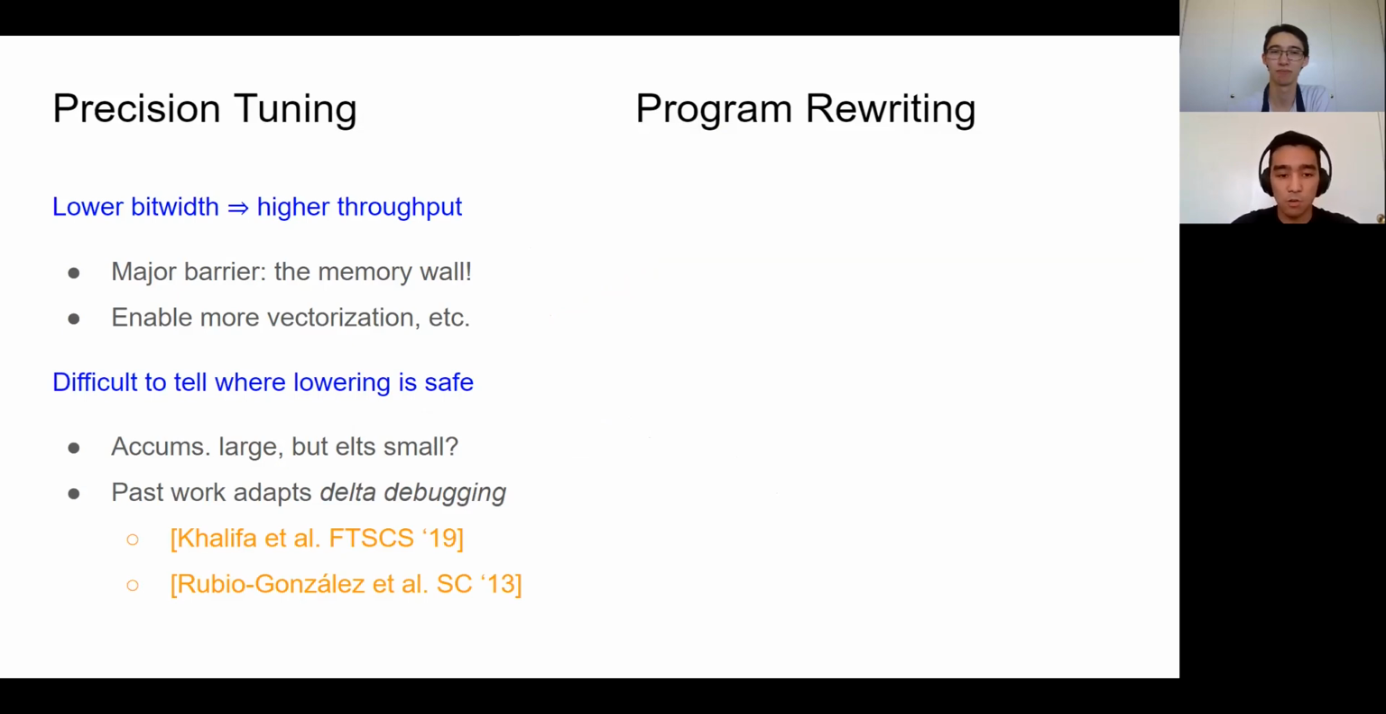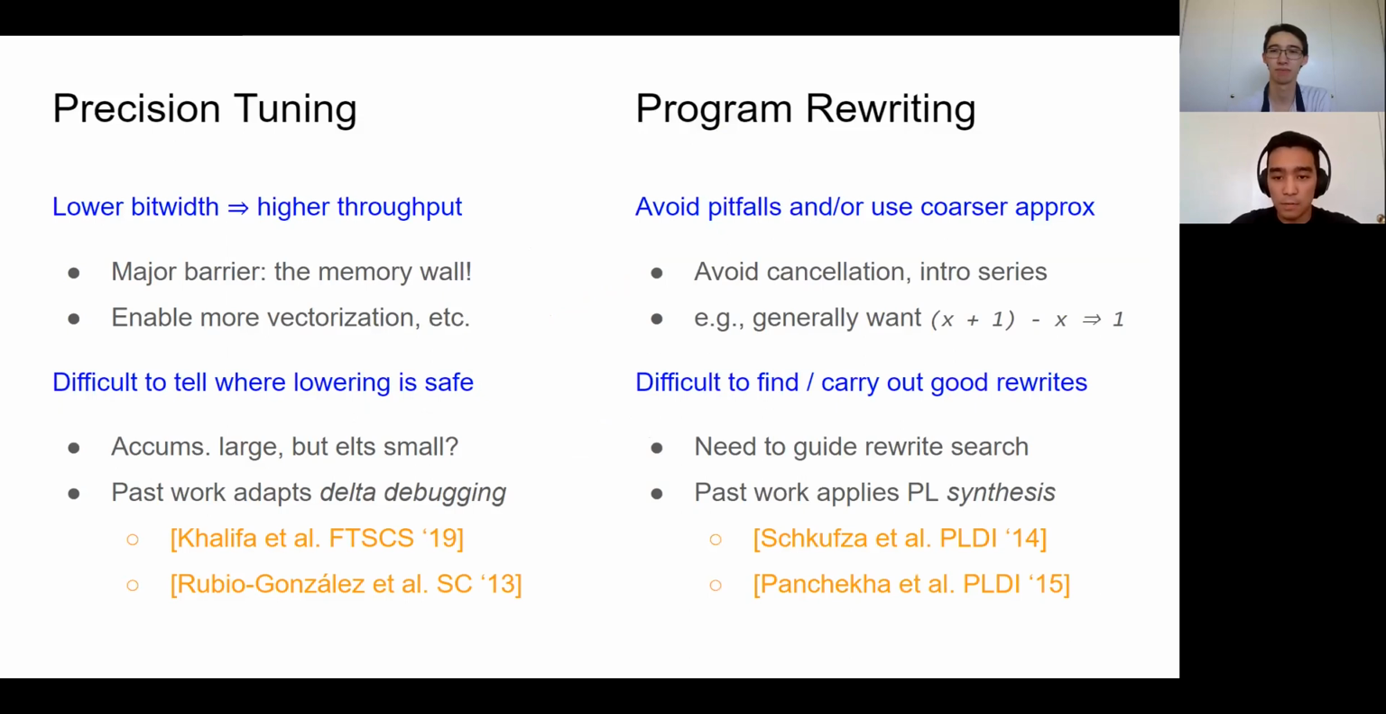Now, it's difficult to know where to lower the precision of an expression. Past work has shown that delta debugging helps here. And rewriting helps avoid cancellation and allows us to give rough approximations of expressions. For example, if an expression contains x plus 1 minus x, we should just replace that with 1. Now, it's difficult to know where to carry out these rewrites, and it's also difficult to know which rewrites to chain together. And past work has shown that programming language synthesis helps here.